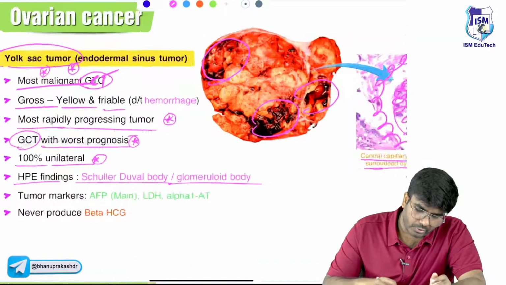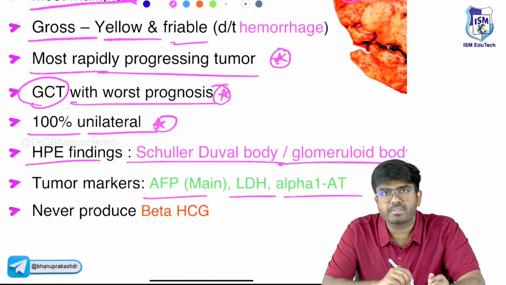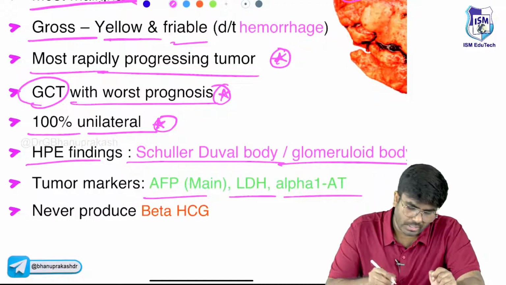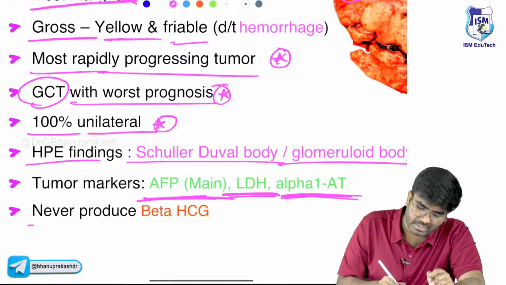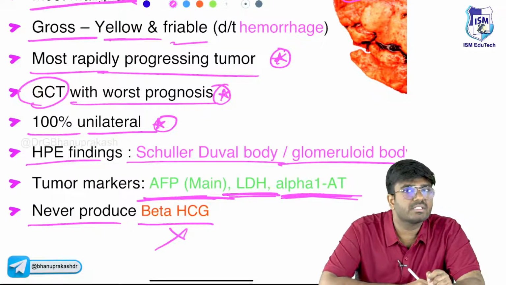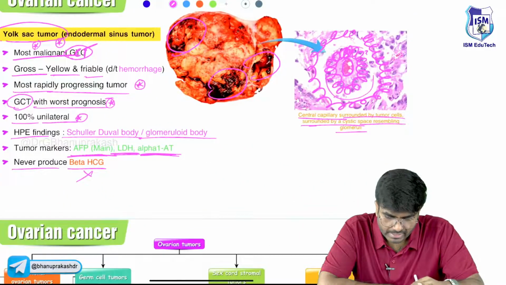What are the tumor markers? Already explained to you: AFP, alpha fetoprotein, LDH, and alpha-1 antitrypsin. I explained this in the beginning also. It never produces beta HCG. This is a question: beta HCG is not produced by yolk sac tumors.